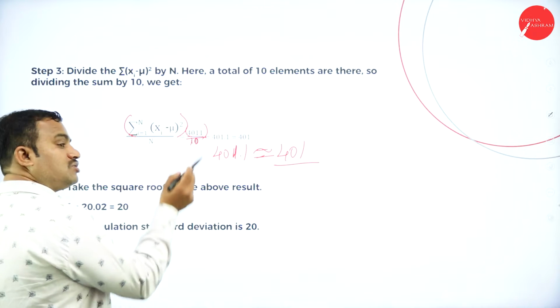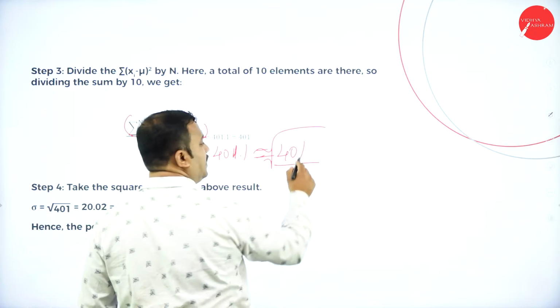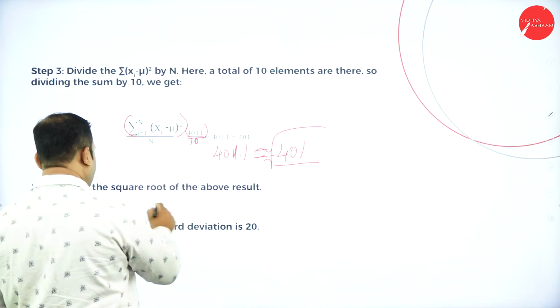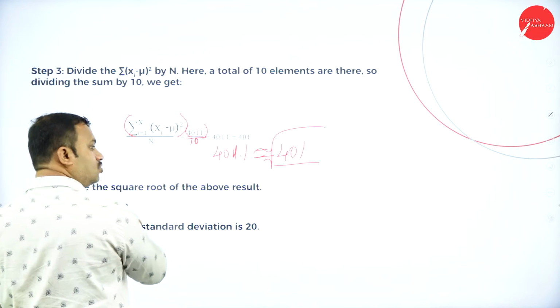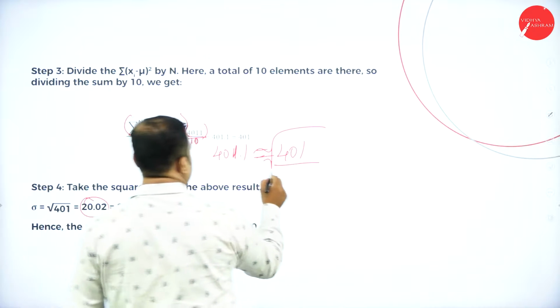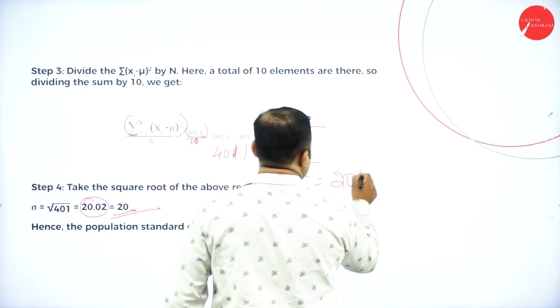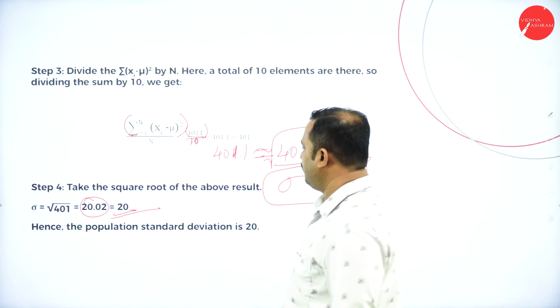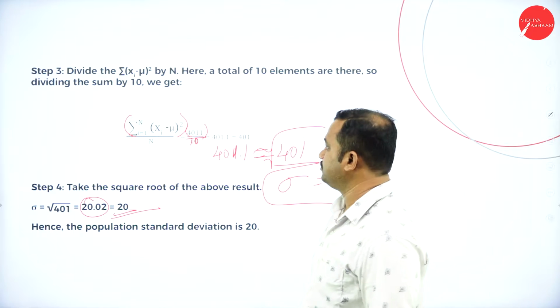Now the next step is to take the square root of this. 20 into 20 is 400. So 20 point something, that is 20.02, which is equal to 20. That is, the standard deviation is equal to 20 for the method of population standard deviation.